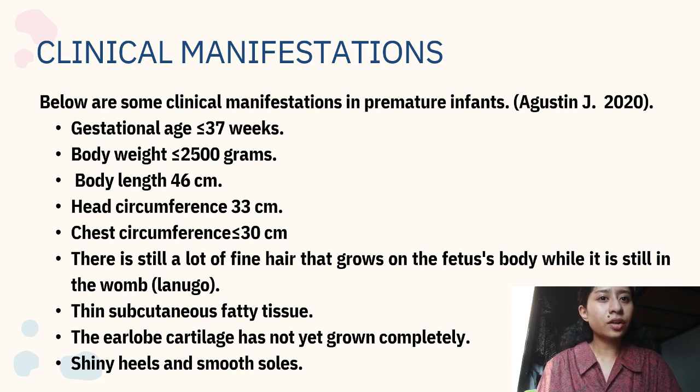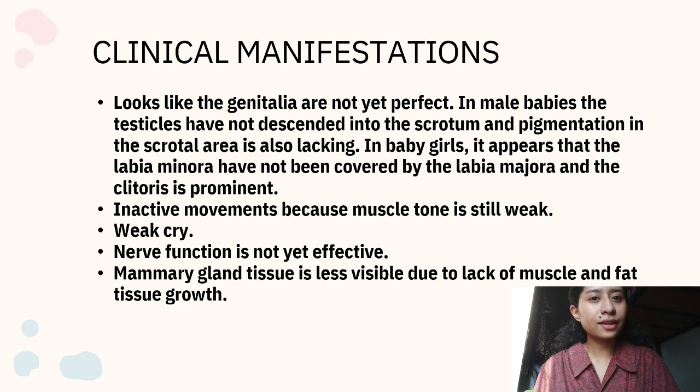There is still a lot of fine hair that grows on the fetus's body while it is still in the womb, which is called lanugo. And then thin subcutaneous fatty tissue. The earlobe cartilage has not yet grown completely, and then shiny heels and smooth soles. Then the genitalia look not yet perfect.